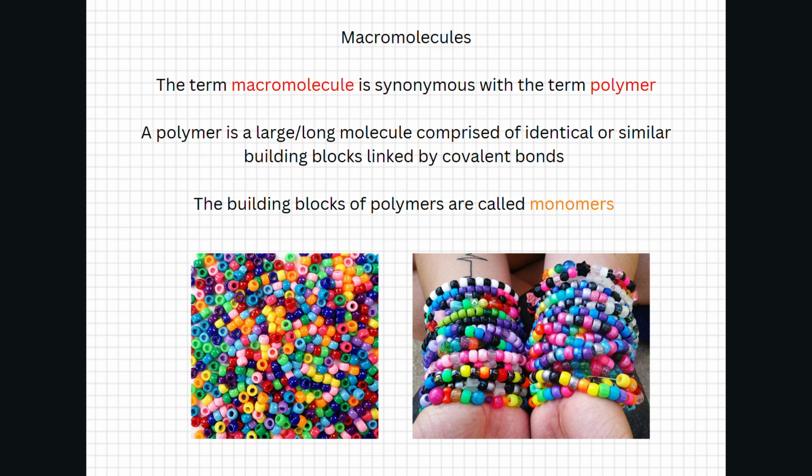Below, I have some images that, at first glance, seem to have nothing to do with biology, but they're actually really helpful. So to the left, we have an assortment of beads: blue, red, green, orange, yellow, all jumbled up together. These are our monomers. To the right, we have bracelets. These are our polymers. The polymer is all the monomers linked together. This is a really helpful example to solidify the concept in your mind, as it can be rather confusing at first. So think of the beads as monomers and the bracelets as polymers. Polymers are comprised of monomers.